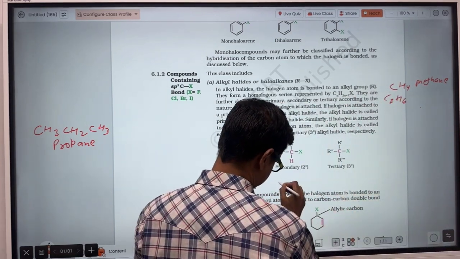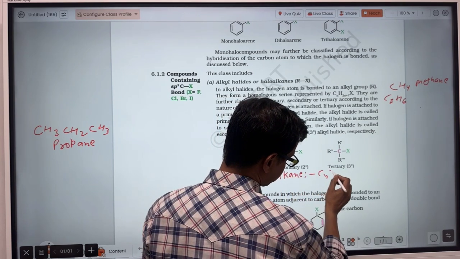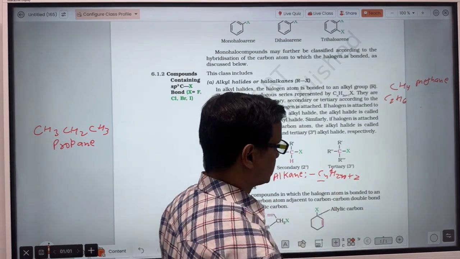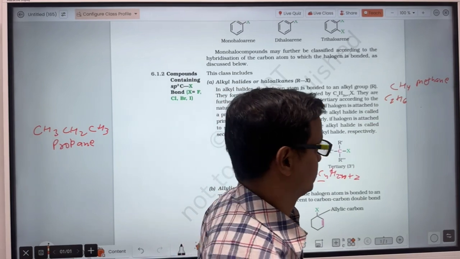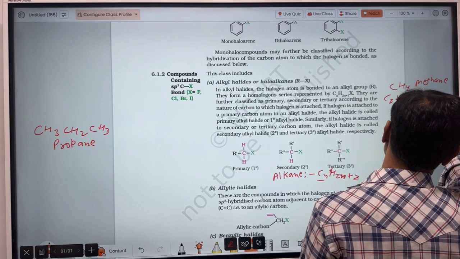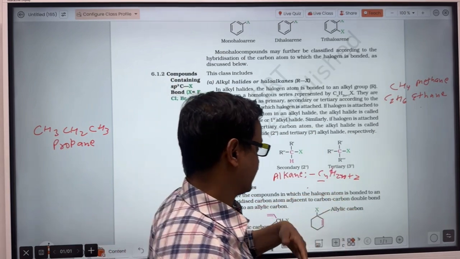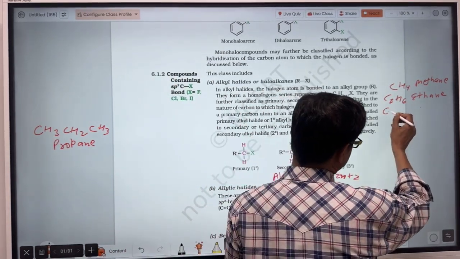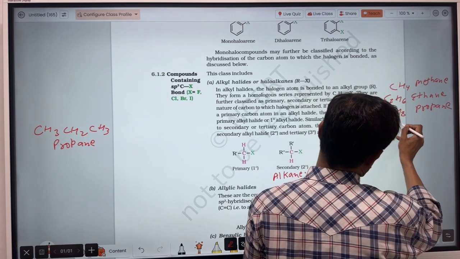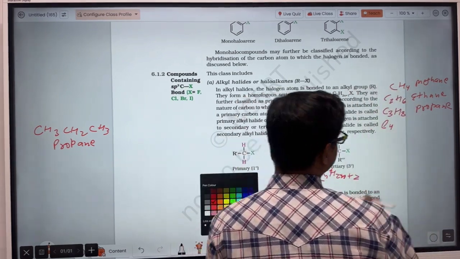The general formula of alkane is CnH2n+2, where n is a whole number. If n equals 1, that will become CH4, called methane. Same, n equals 2, so that will be C2H6, and the compound will be called ethane. In the same way, when n equals 3, that will be C3H8, called propane. C4H10 will be called butane.